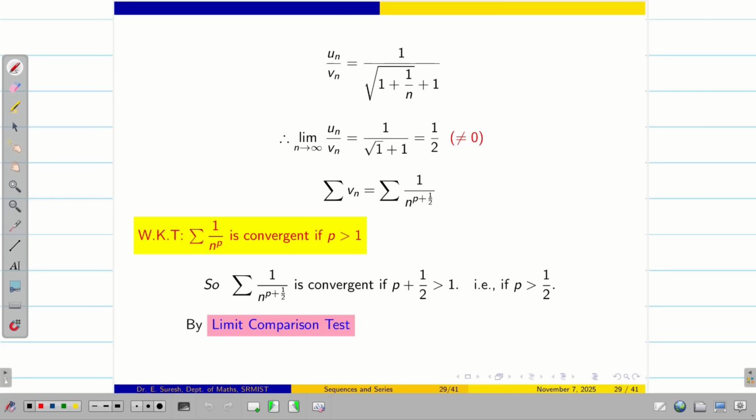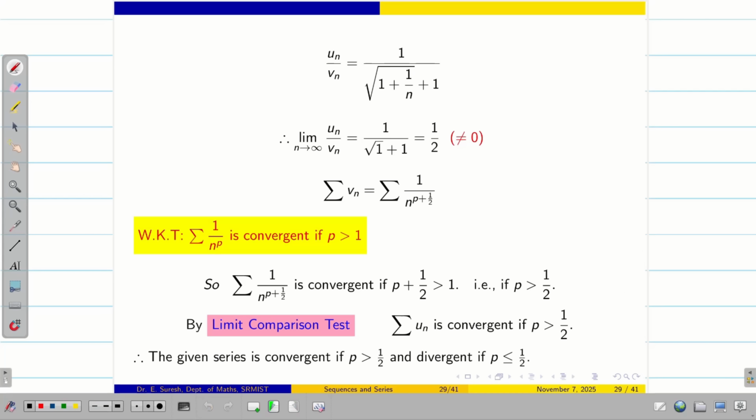So we have to write it very clearly. Then by limit comparison test, summation un converges when p is greater than 1 by 2, and summation un is divergent when p is less than or equal to 1 by 2.